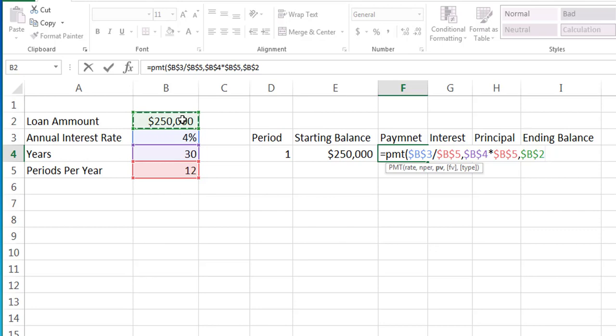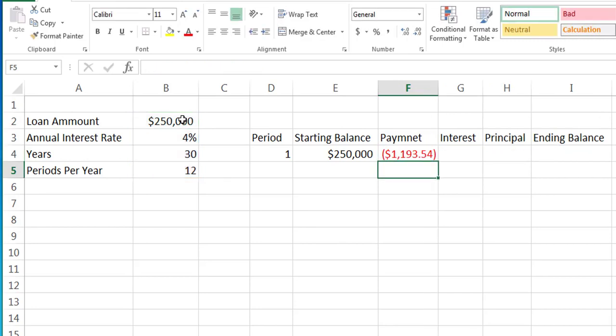Now, the next two arguments of this function, the future value and the type, both of these are optional arguments, and we don't need them to calculate the monthly payment. So we're going to type a closing parenthesis and hit enter, and we find that our payment is $1,193.54 per month. Now it's red and it's got parentheses around it, and that's a way of indicating that this is a negative number.